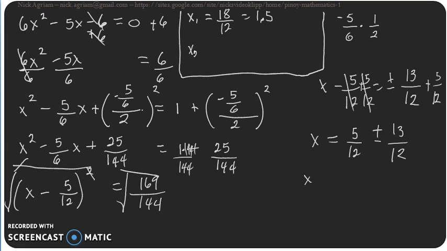And x sub 2, we have negative 8/12, and that is negative 2/3. If you want to write 1.5 in rational form, then this is 3/2.